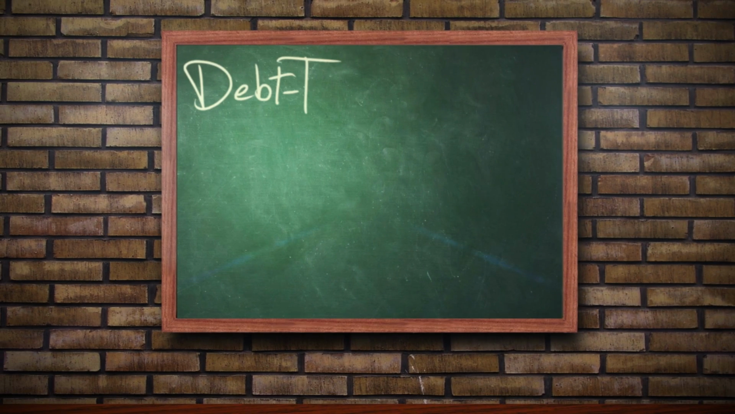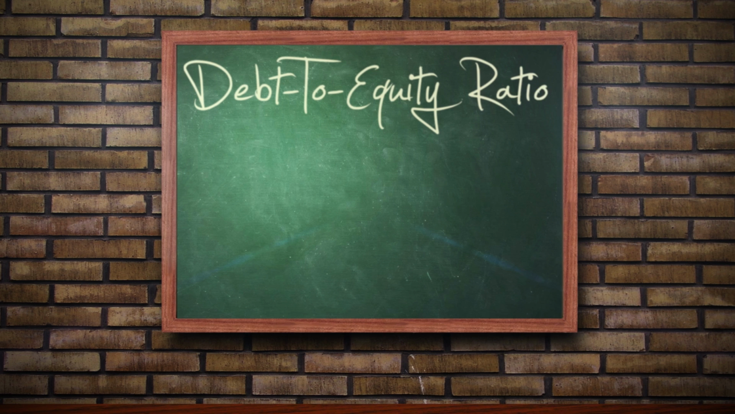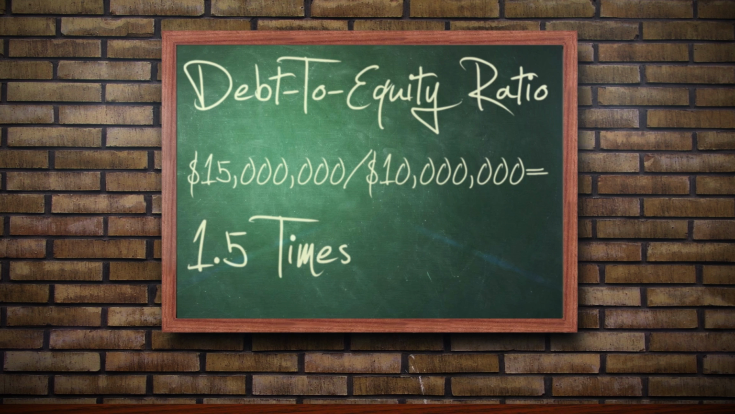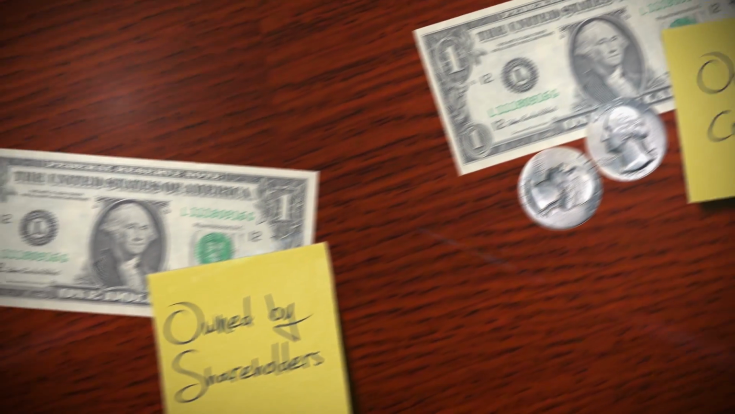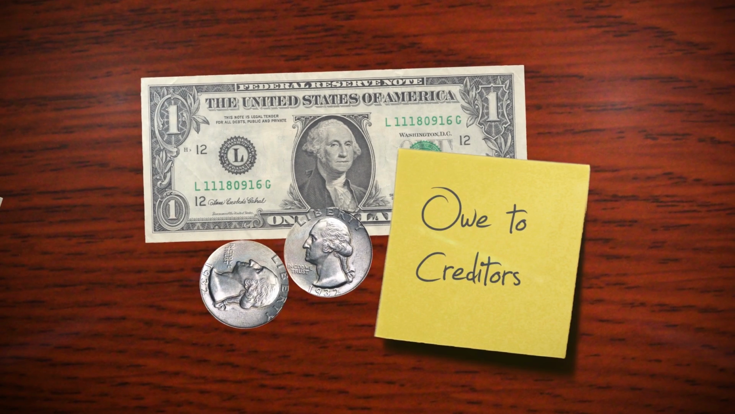By using the debt-to-equity formula and the information we just reviewed, we can calculate that company XYZ's debt-to-equity ratio is 1.5 times, or 150%. This means that for every dollar owed to company XYZ by the shareholders, company XYZ owes $1.50 to creditors.